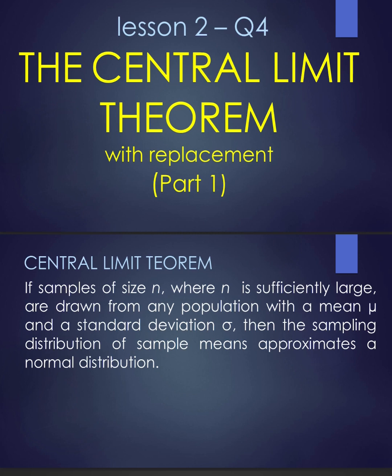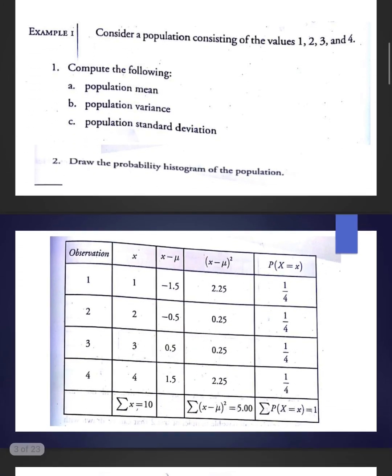So for today's lesson, let's discuss part 1 of lesson 2, quarter 4, the central limit theorem with replacement. Now, what is a central limit theorem? Let's define. If samples of size n, where n is sufficiently large, are drawn from any population with a mean and a standard deviation, then the sampling distribution of sample means approximates a normal distribution.